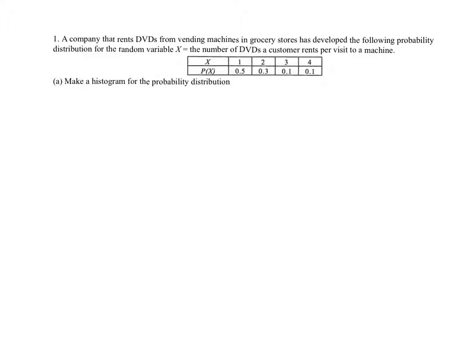All right, a company that rents DVDs from vending machines in a grocery store has developed the following probability distribution for the random variable x, which is the number of DVDs a customer rents per visit to a machine, and we need to make a probability histogram. So when we're doing a probability histogram, our x-axis are the values that can happen. Now, 0 isn't possible here, but unless we want to show a break, I'm just going to include 0.